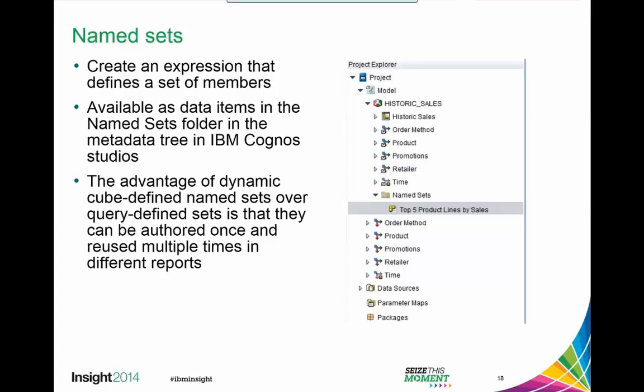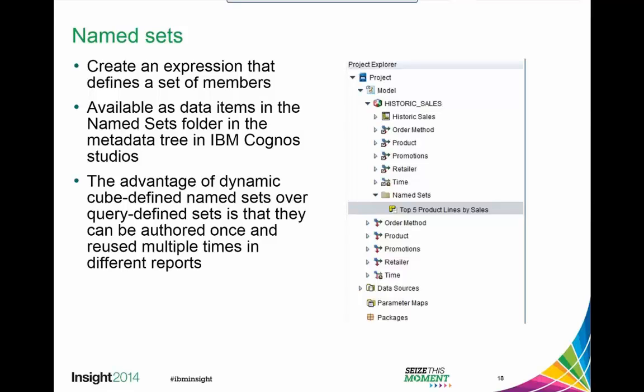New in 10.2.1 Fix Pack 3, we also added support for name sets we can define in the cube model. Basically, a name set allows you to create an expression that defines a set of members. When you go to run a report or create a report with that name set, that corresponding expression is evaluated at runtime, and those members are rendered in that report. So you can find these name sets in the studios in the metadata tree under a name sets folder, and you can do things like create a dimensional expression for things like top count, or top 5 customers by sales or something like that.